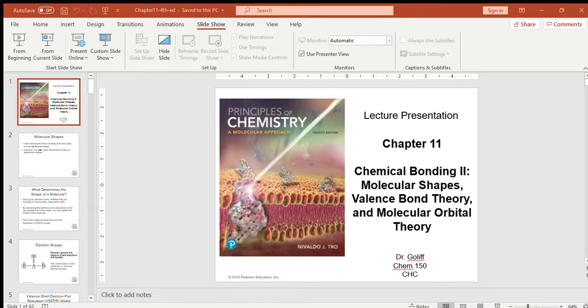Here's another example, BF3, boron trifluoride. It has polar bonds, but it's a nonpolar molecule because trigonal planar is a perfectly symmetrical shape, and all the dipoles cancel out. This is a nonpolar molecule. In this case, we have 3 children pulling on a string with equal force. The string doesn't move.